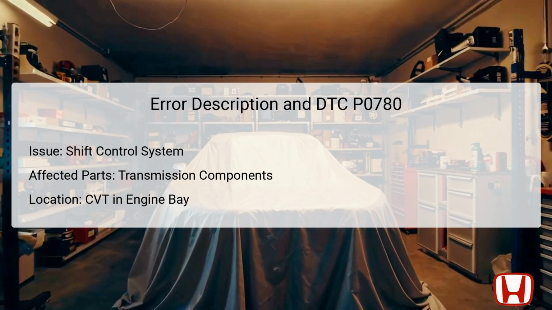In terms of location, these components are situated within the transmission assembly, typically found in the engine bay. Additionally, diagnostic data reveals that DTC P0780 is often accompanied by other DTCs like P1898 and P1899, which further complicate the diagnosis as they relate directly to the same system. Understanding the role of each component is crucial in repairing and restoring proper shifting functionality to the vehicle.